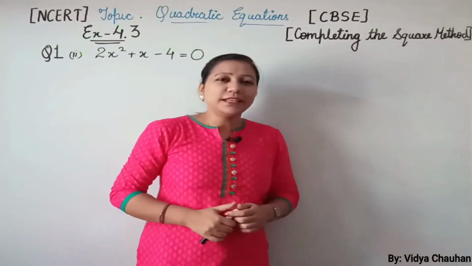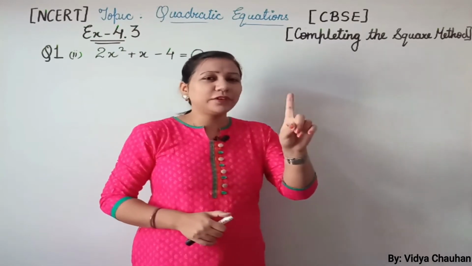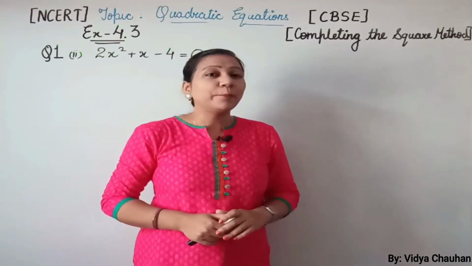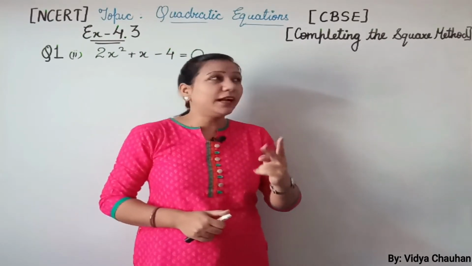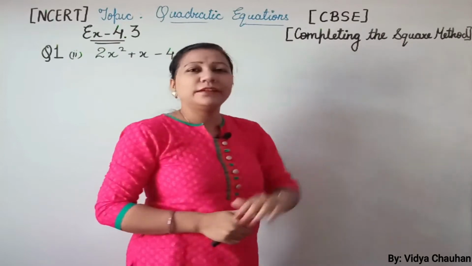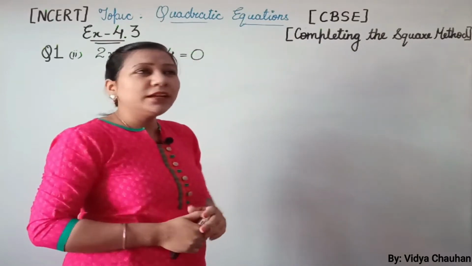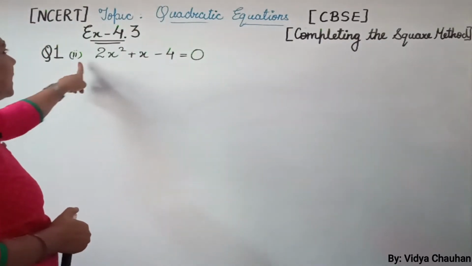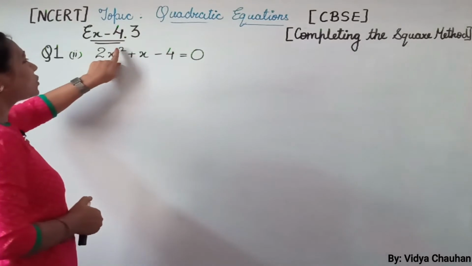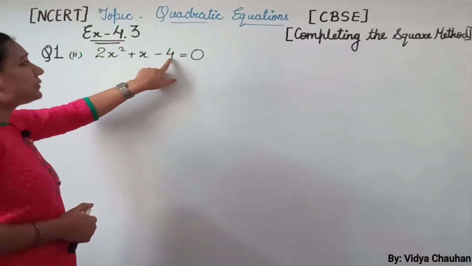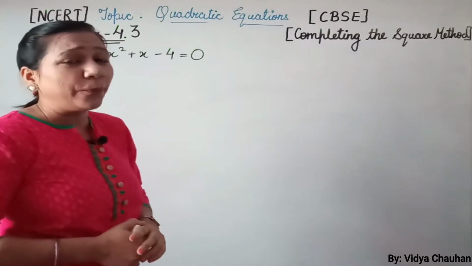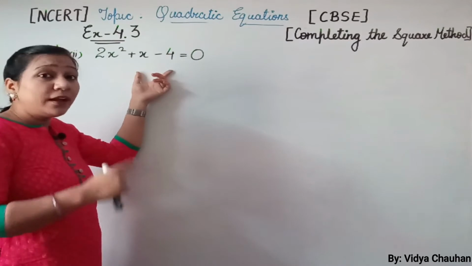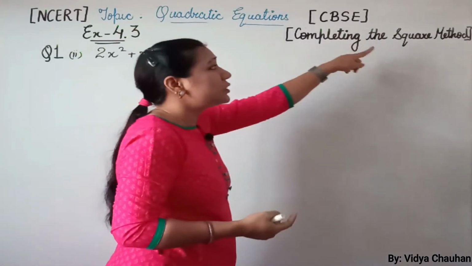In our previous lesson, we have already discussed the first method of solving the quadratic equation, which was the factorization method. Now moving to the second method, that is the completing the square method. To explain this method, I have taken a question from your NCERT exercise 4.3, question number 1, second part. Our equation is 2x square plus x minus 4 equals 0. Once again, you have to find the roots of this given quadratic equation by using the completing the square method.